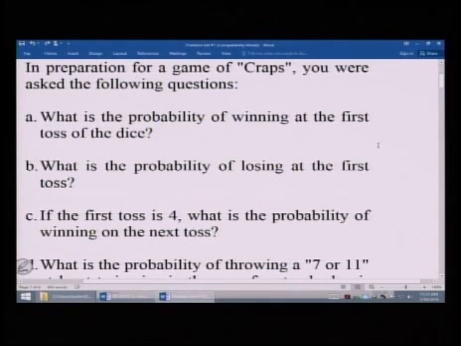I believe the first 3 questions are simple probability questions, right? If you read the rule of this game carefully, then it should be very easy to answer the first 3 questions, I believe. Okay, so now let's work on that. In preparation for a game of craps, you were asked the following questions. Question A: what is the probability of winning at the first toss of the dice?